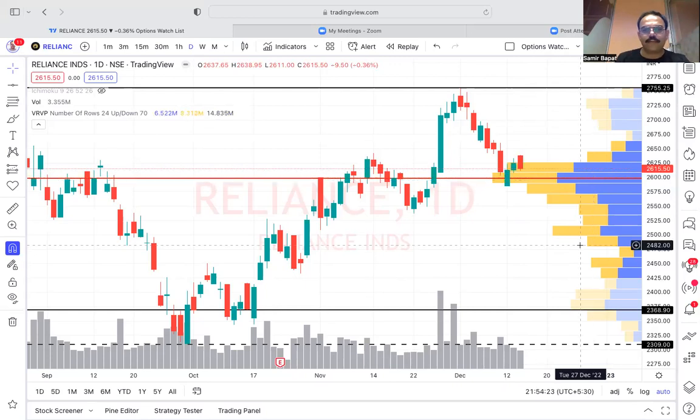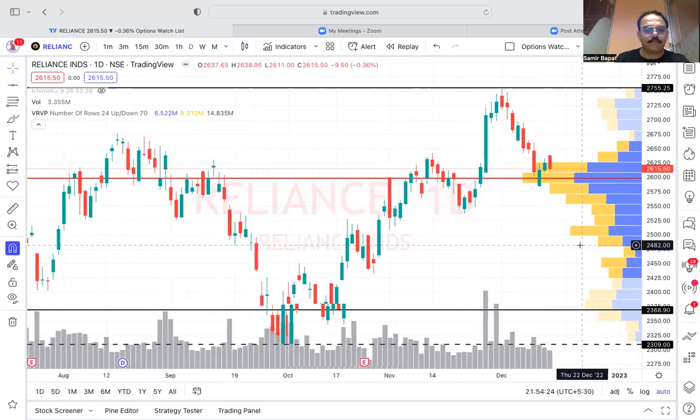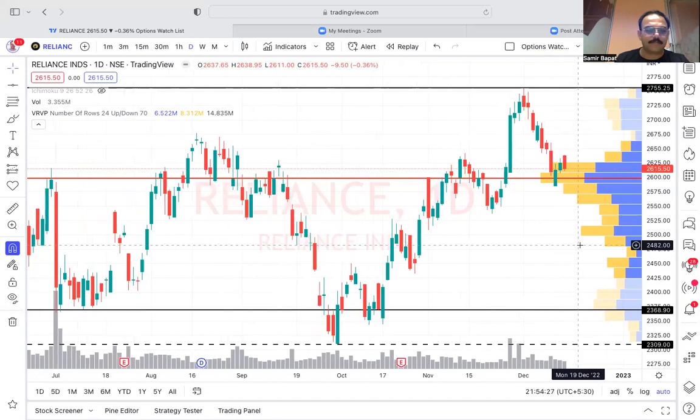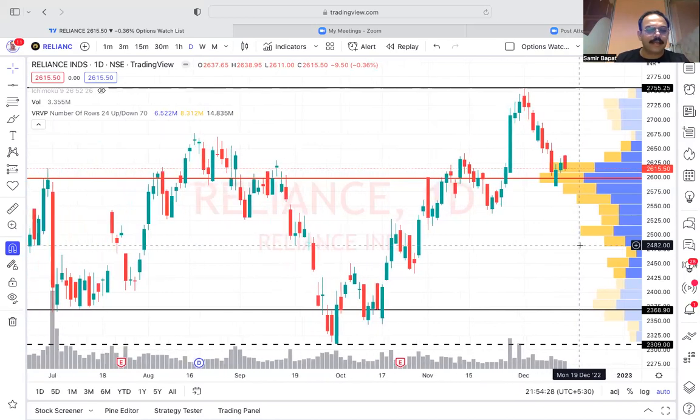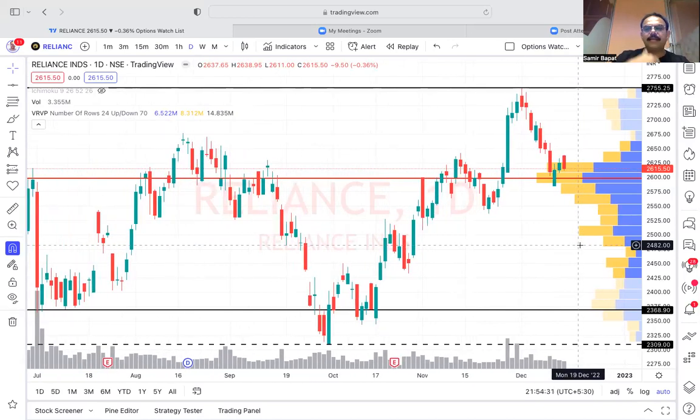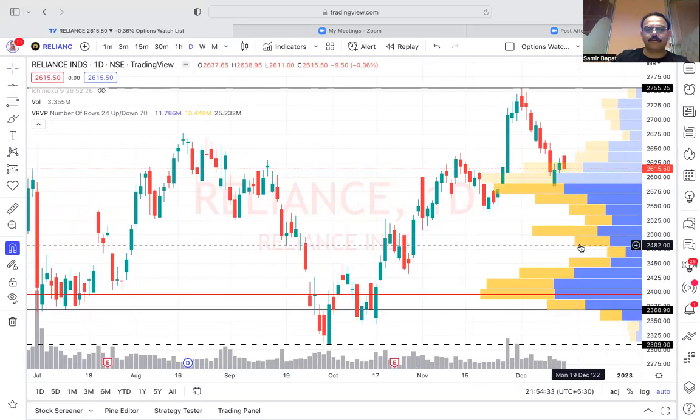If it goes down, where should I buy? Then increase the volume profile to 6 months. So the 3 months profile, if it goes down, increase it to July, August, September, October, November, December.